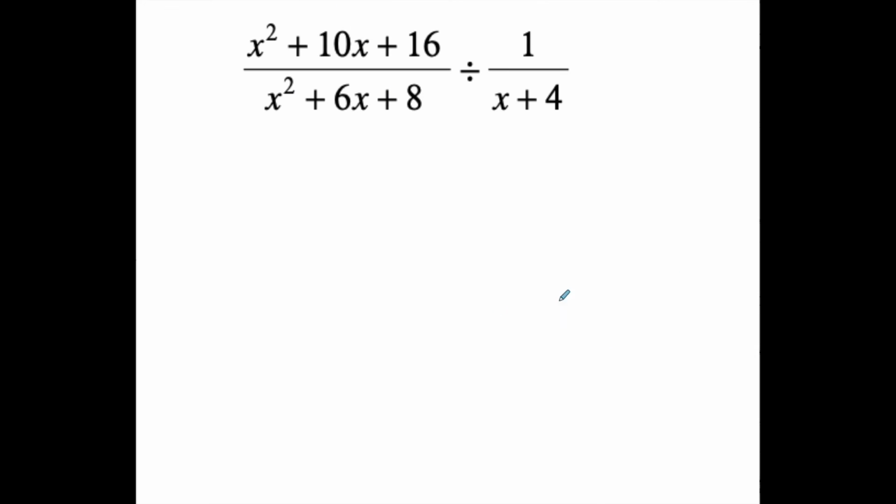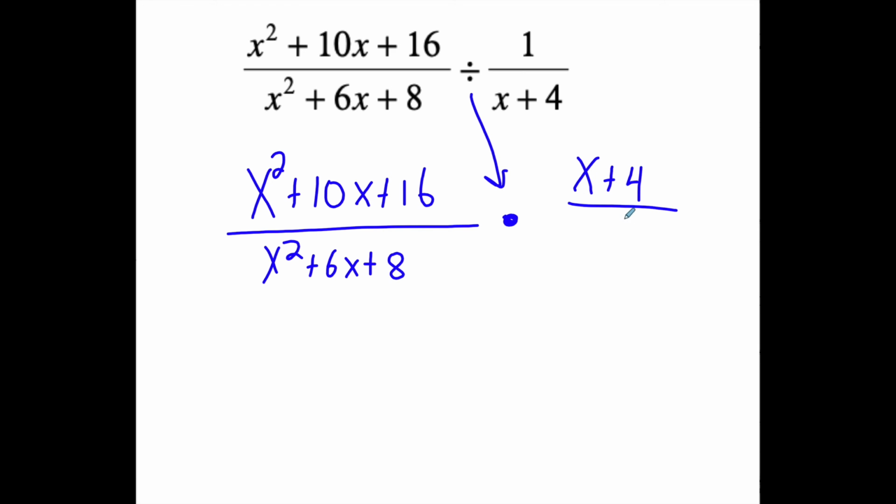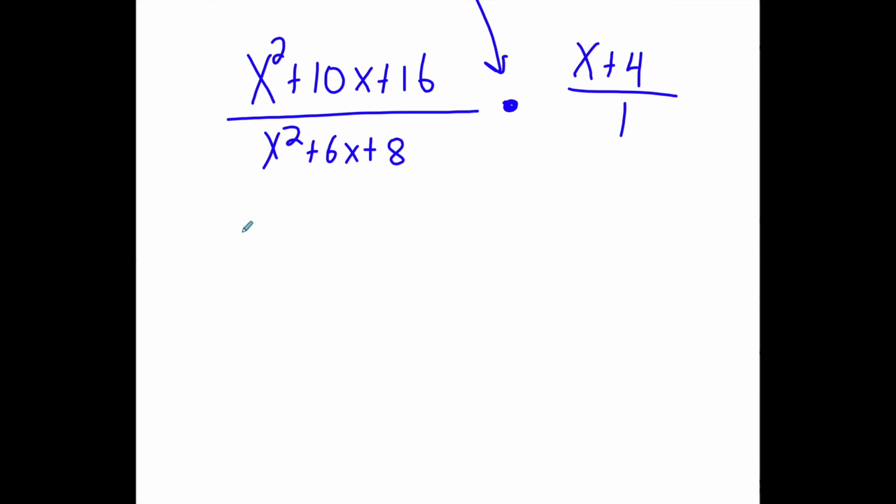All right, let's take a look at another. We're going to take a look at a couple more, and the idea is the same, right? First, keep the first one as is. We're not doing anything yet. We're just going to keep the first one as is. We're going to switch to a multiplication, and then we're going to flip x plus 4 to the top, 1 to the bottom. And now it becomes just like the multiplication problems.